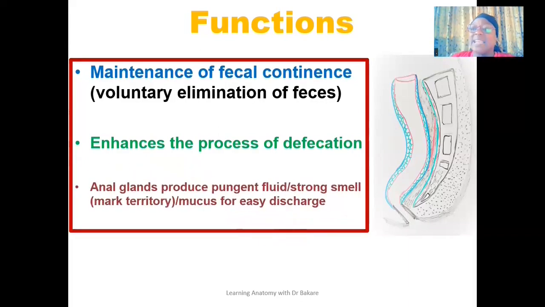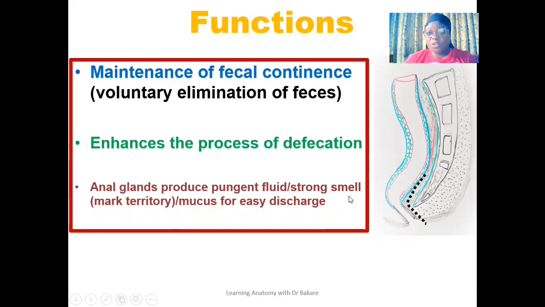Also within the anal canal, we have anal glands. This anal gland secretes pungent fluid. The strong smell or odor that is produced by the pungent fluid that is secreted by the anal glands is used by other mammals, such as dogs, to mark their territory. And this will help to sensitize predators of the awareness of their environment.